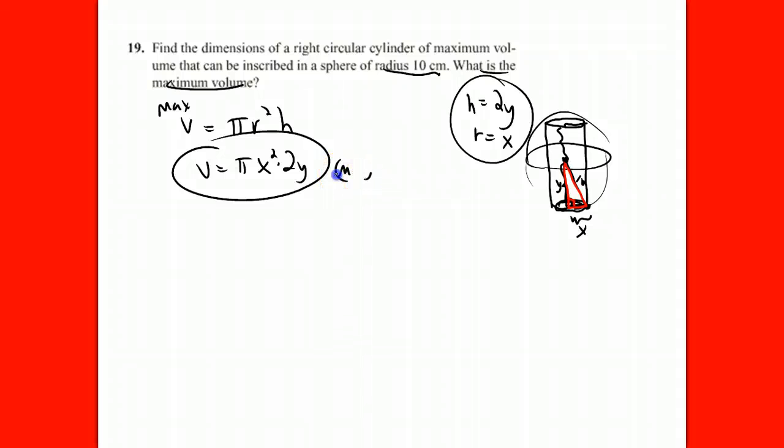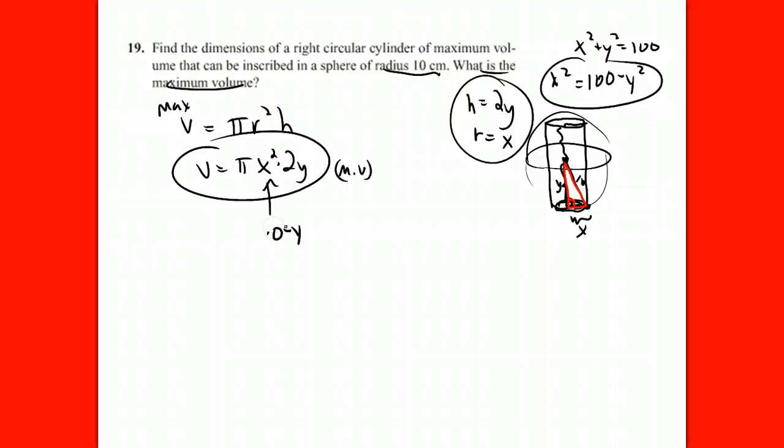It's multivariable, so I need somehow to get a relationship between x and y. I go to the Pythagorean theorem, which says that x squared plus y squared is 100 in that right triangle. It's best if I just solve for x squared, giving 100 minus y squared, and then sub that in. Now it's single variable, and you're on your way. Go solve it, and make sure at the end that you prove that you've maximized.